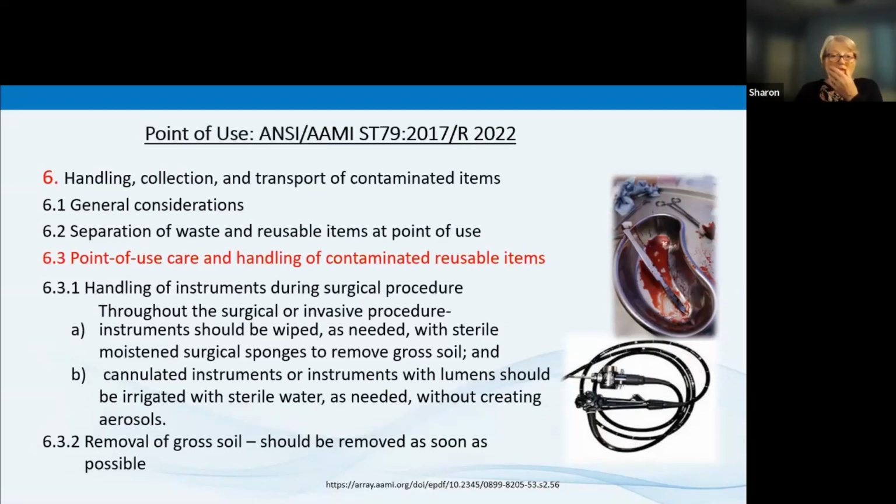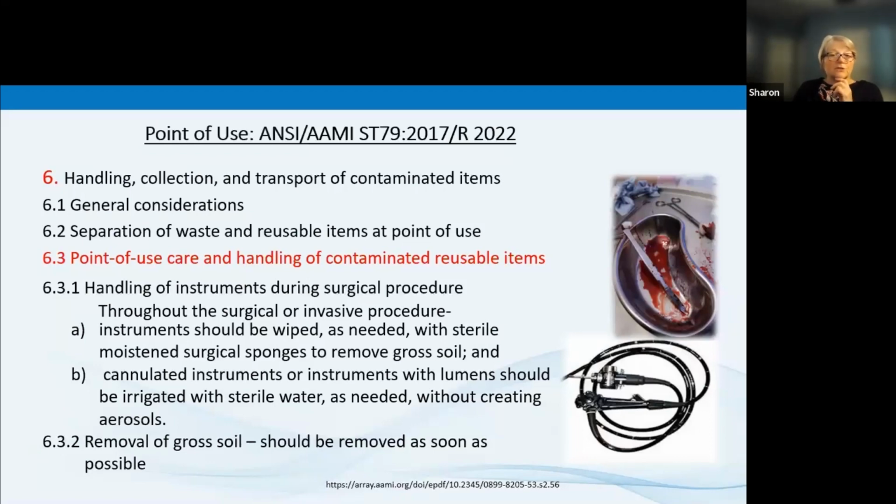Now, if we look at the standard a little further on, Section 6.3 specifically refers to point of use cleaning. Section 6.3.1 is the handling of instruments during the procedure. They say throughout the surgical or invasive procedure, instruments should be wiped to remove gross soil, and cannulated instruments or instruments with lumens should be irrigated without creating aerosols.